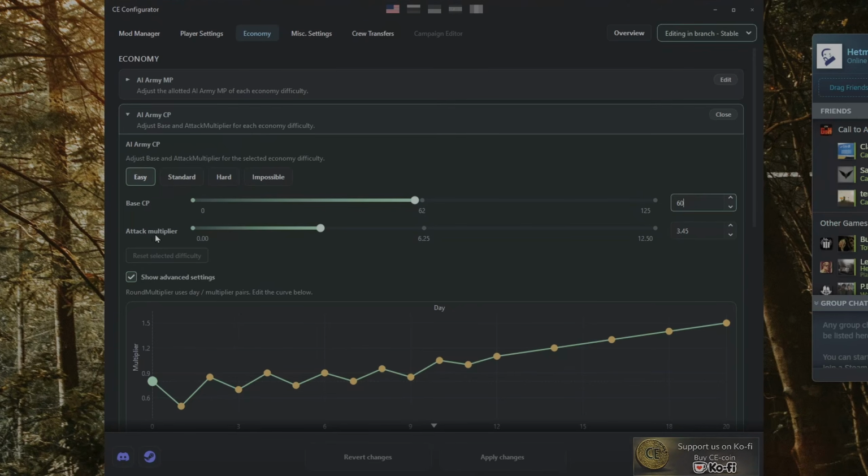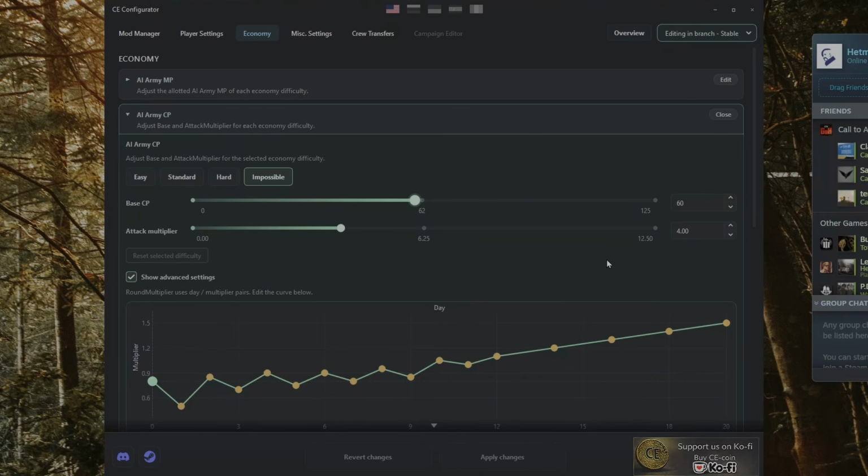But then you have the attack multiplier. So currently attack multiplier is 345 for easy economy. For example, in vanilla, this attack multiplier is 1. So you can see how much more difficult this mod is from vanilla. It's like on easy economy, this is 3.5 times as difficult as a very high economy in vanilla. Just to note. Then if you put on standard, it increases to 365. Hard is 380 and impossible is 4.